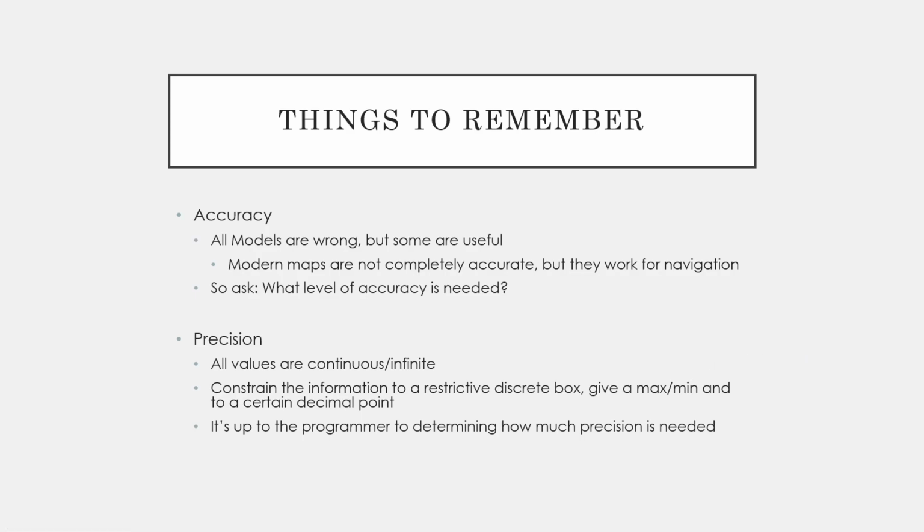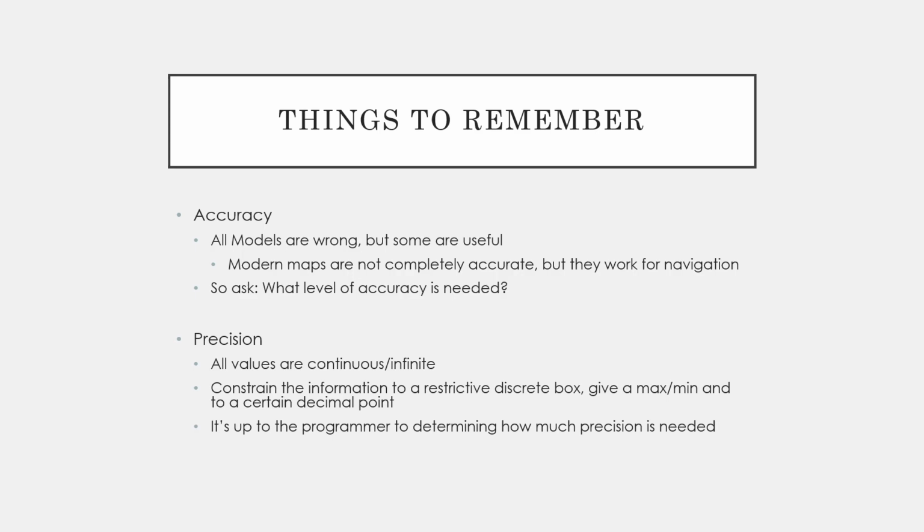Some more things to remember. Accuracy. It's important to know that all models are kind of wrong. No model is 100% accurate just by nature of them being an abstraction, right? Models always abstract some kind of information, even if they're very detailed. But they can be very useful. For example, a modern map, if we were to go buy an atlas or something, a map is not 100% accurate to the terrain and landscape, but it works for navigation, right? It is useful. So when you're making your model, kind of ask yourself, what level of accuracy do I need here?